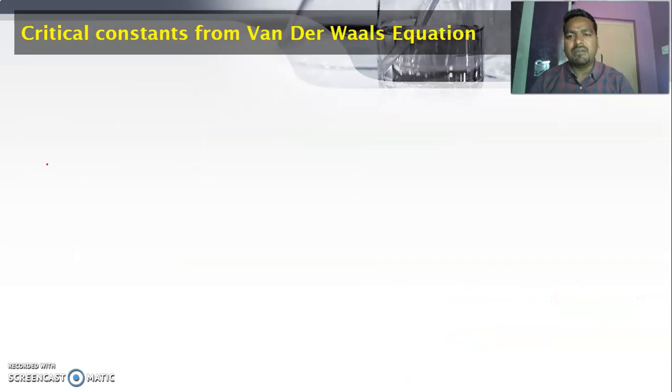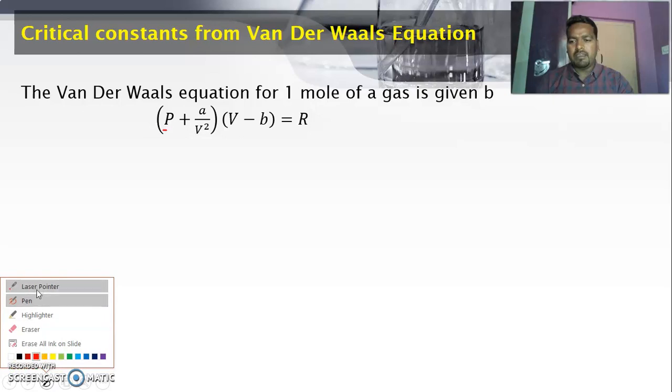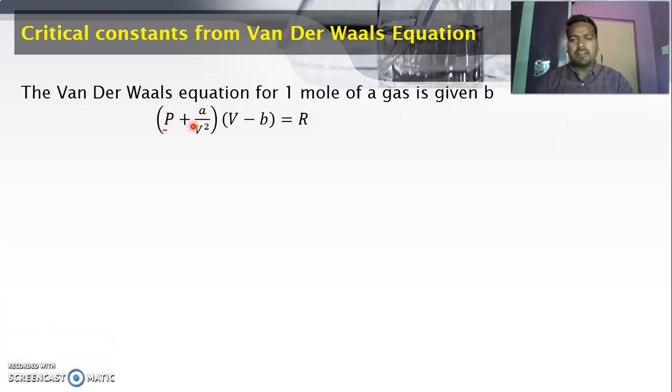Now let us derive these critical constants by using the van der Waals equation. We know that this is the van der Waals equation, that is (P plus a divided by V square) into (V minus b) is equal to nRT. This is called the van der Waals equation.